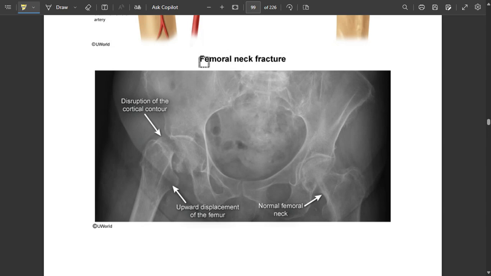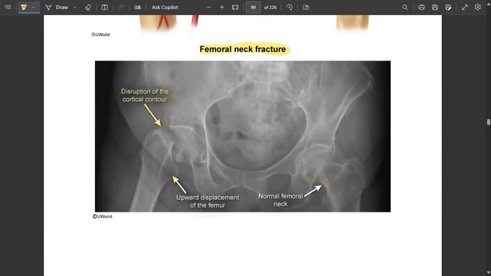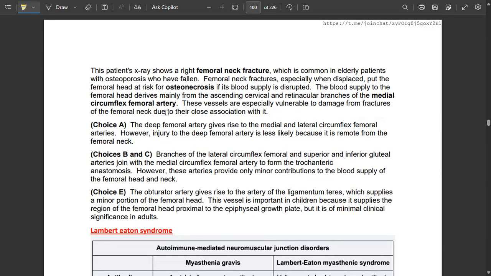So femoral neck fracture. Femoral neck fracture is marked by upward displacement of the femur. Here is a normal femoral neck, while here there is upward displacement of the femur. The femur has displaced upwardly, and there is distortion of the cortical contour. This distortion of the cortical contour is a marked sign of femoral neck fracture. The patient's X-ray shows femoral neck fracture.